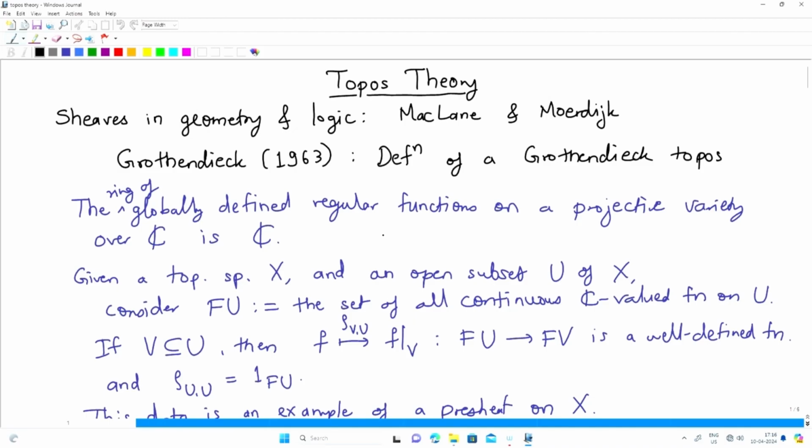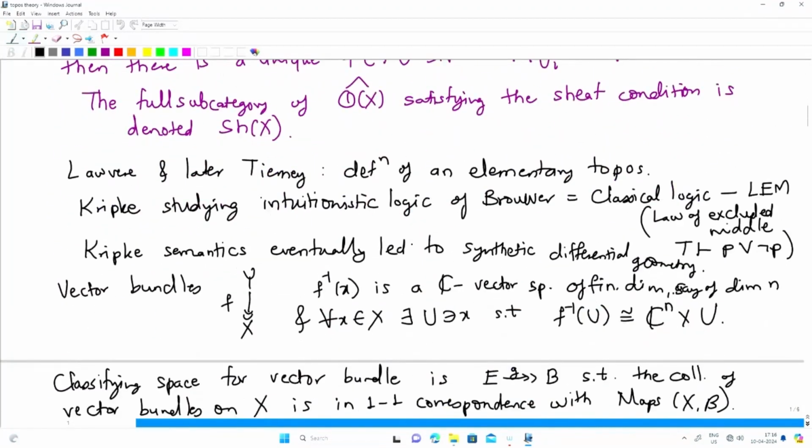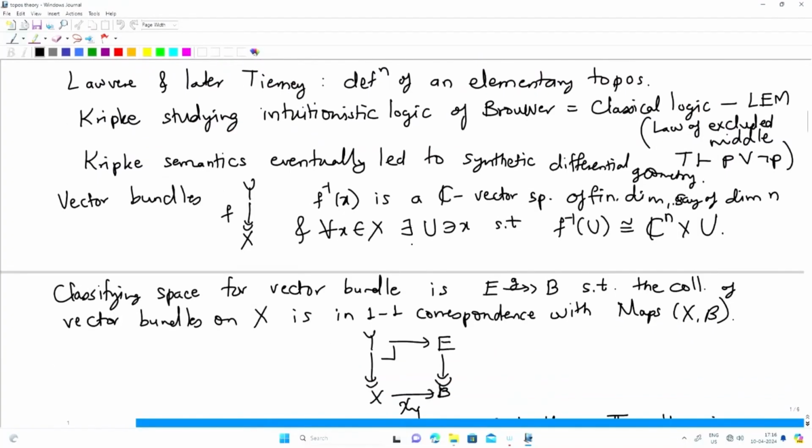It has got multiple different interpretations. It can be thought of as a generalized space, as a generalized universe of sets, or as a classifying object as well. So Grothendieck gave this definition of a Grothendieck topos, and that will be the end goal of today's class. But what we saw last time was a slightly more general class of toposes, and that was Lawvere and Tierney's definition of an elementary topos.